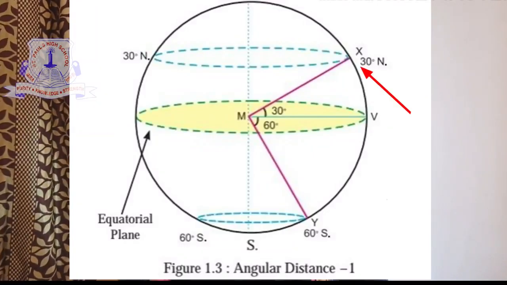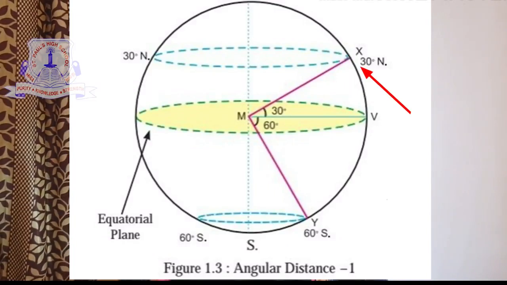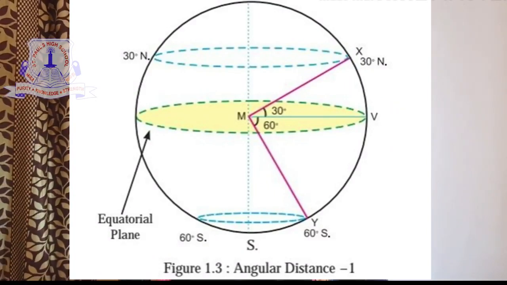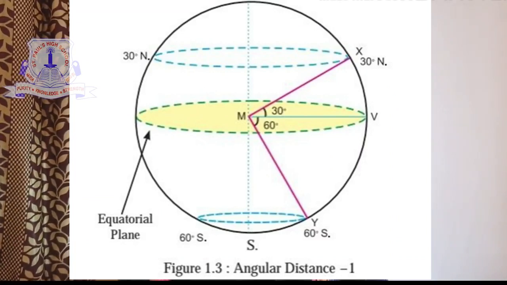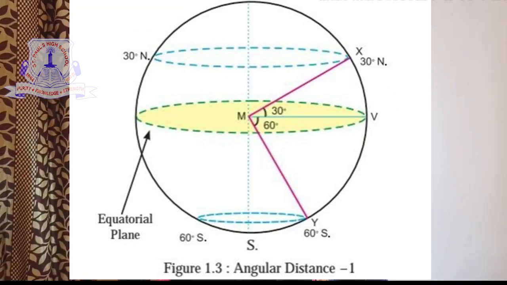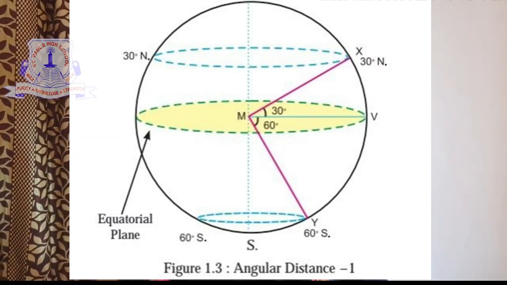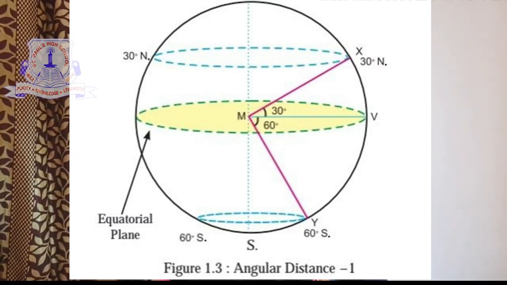Figure 1.3 shows another plane. It passes through X. It is parallel to the plane of the equator. Observe figure 1.3 and see how it meets the surface of the Earth. Note that it forms a circle on the surface. Any point on this circle and the equatorial plane form an angle of 30 degrees at the center of the Earth.